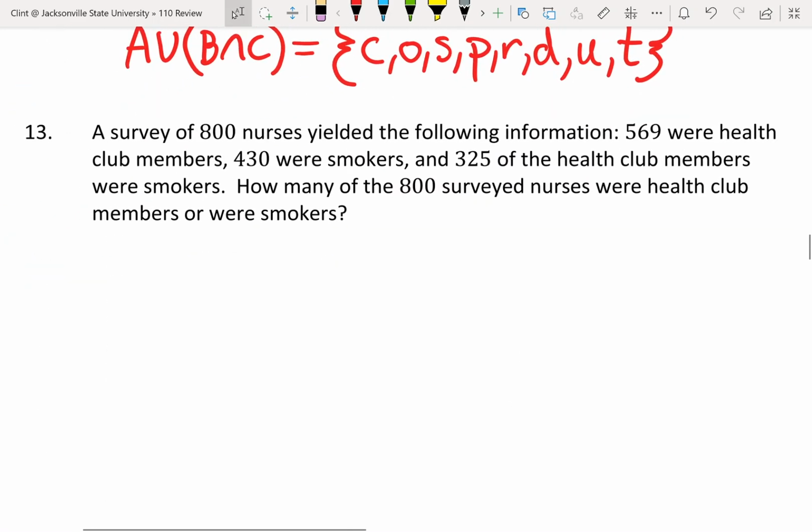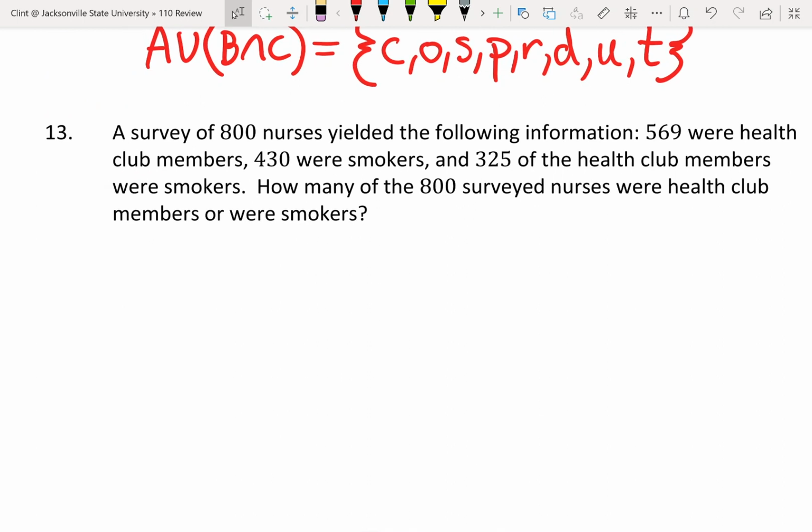13. Got a survey. This is a survey of 800 nurses. It yielded the following information. 569 were health club members. 430 were smokers. 325 of the health club members were smokers. How many of the 800 surveyed nurses were health club members or were smokers?